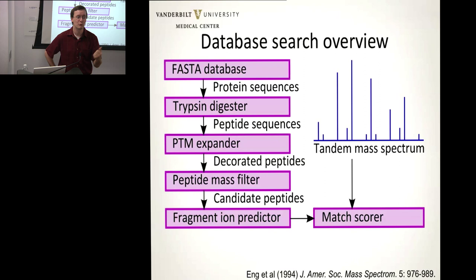So let's walk through this piece by piece. We start up at the top with a FASTA sequence database. This is a database that represents all of the proteins known to exist in this organism. So the human proteome is something like 20,000 genes, but those 20,000 genes correspond to something like 35,000 isoforms, something on that order.